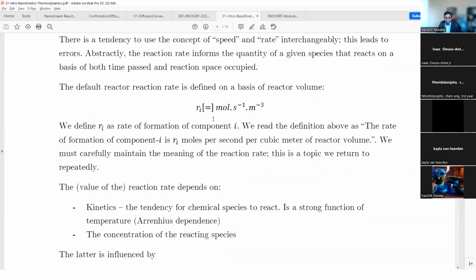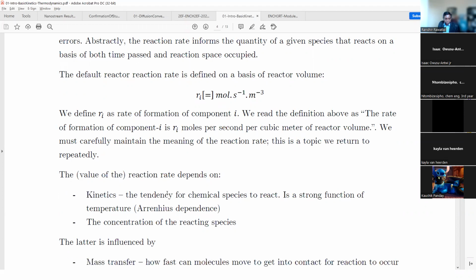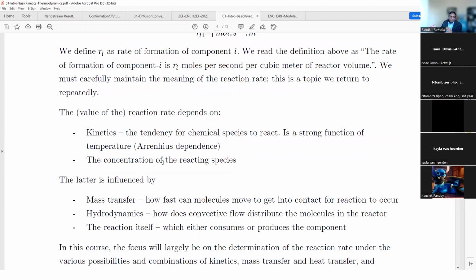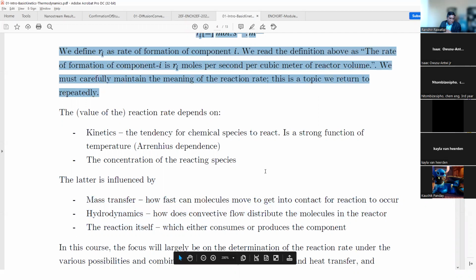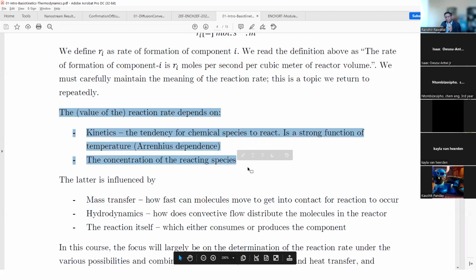Right, so if the reaction rate depends on those two things, then you see it's going to be affected also, as a consequence, by issues of mass transfer and hydrodynamics. So how quickly can you get molecules to see each other, right? If you like, these are knock-on effects. These are cascaded things, right? The basis is the reaction rate is affected by the temperature and the concentration.